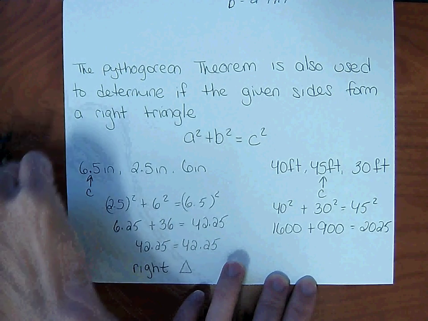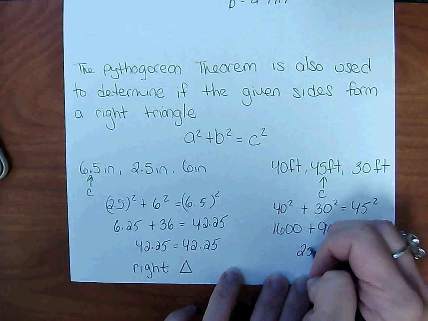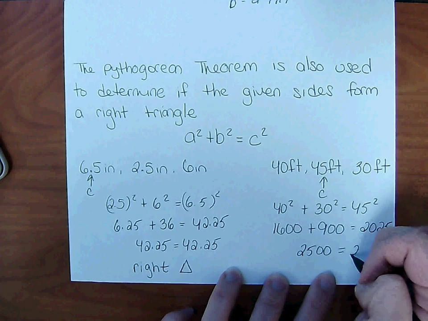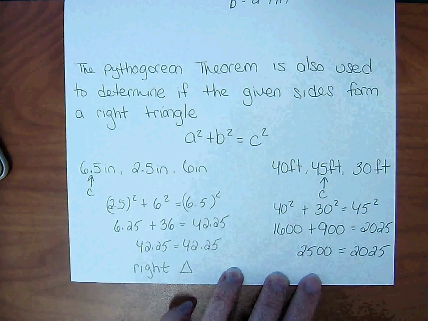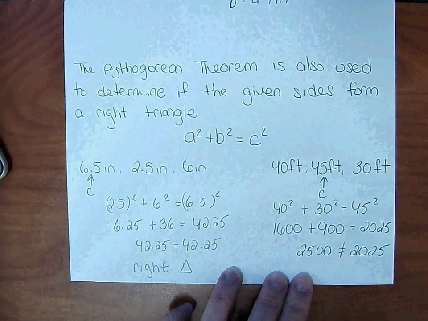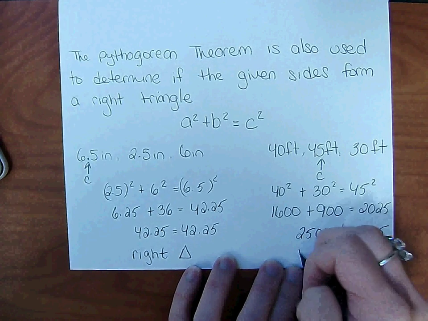Again, do not stop here. Add 1,600 and 900. 2,500 equals 2,025. This is not a true statement. These two numbers are not equal to each other, so that tells us that these measurements do not form a right angle or right triangle.